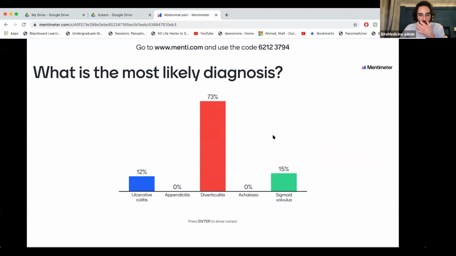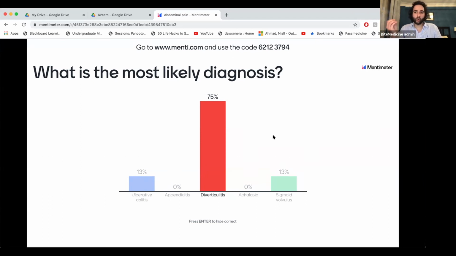Good. Diverticulitis. I would agree. Diverticulitis is the most likely diagnosis. As we grow old, we will all develop things called diverticula, which are just small outpouchings of your large bowel, completely physiological, nothing to worry about by themselves. And almost all elderly patients have them.